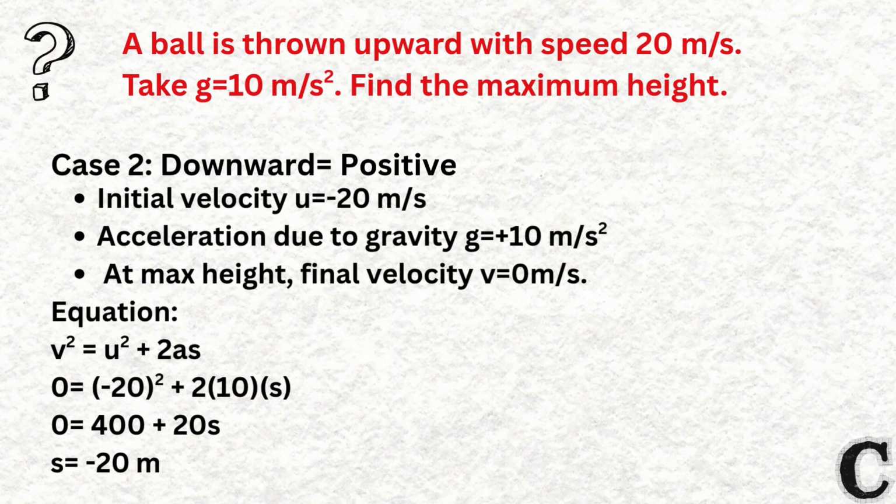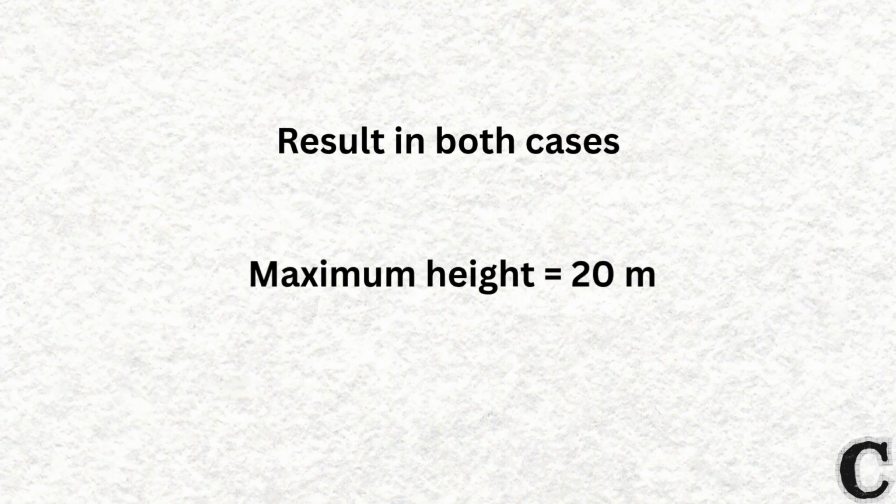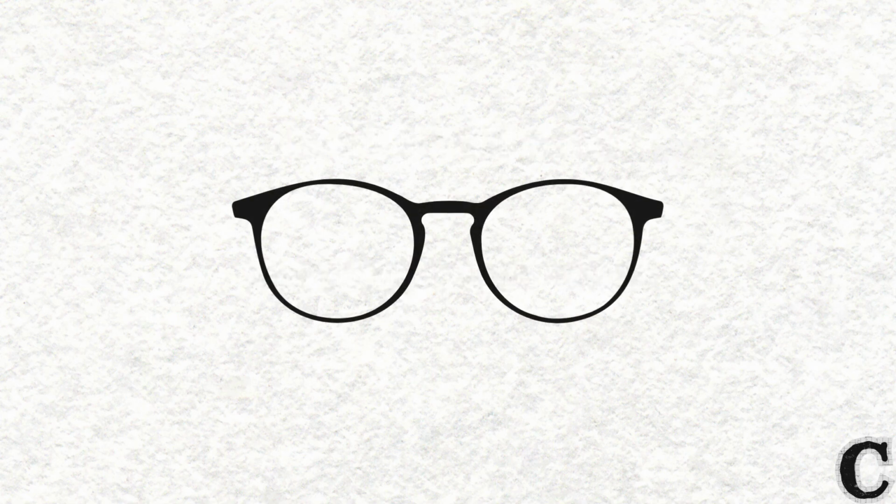If we take downward direction as positive, we'll still arrive at the same answer. Initial velocity, u, equals minus 20 meters per second. Acceleration due to gravity, g, equals plus 10 meters per second squared. At max height, final velocity, v, equals 0 meters per second. Equation, v squared equals u squared plus 2as. 0 equals minus 20 squared plus 2 times 10 times s. 0 equals 400 plus 20s. s equals minus 20 meters. The negative sign here only means 20 meters upward, since we defined downward as positive. In both cases, maximum height is 20 meters. Perfect agreement.